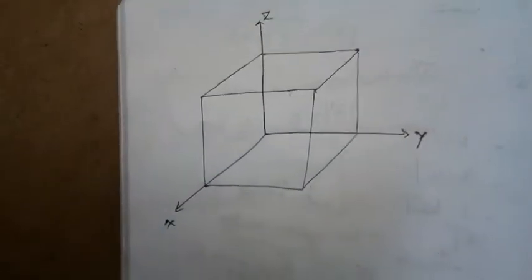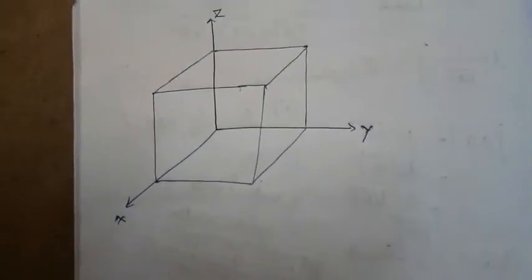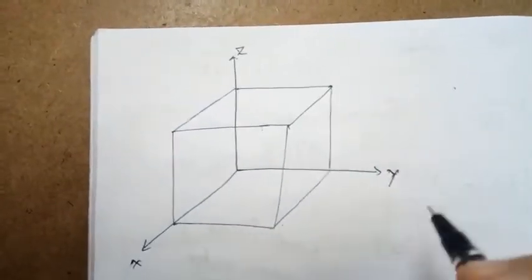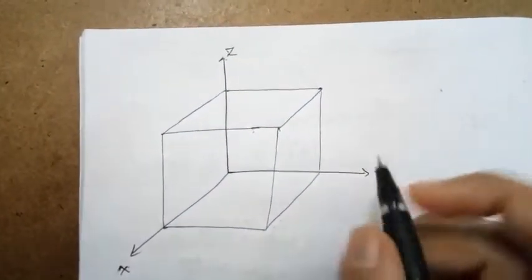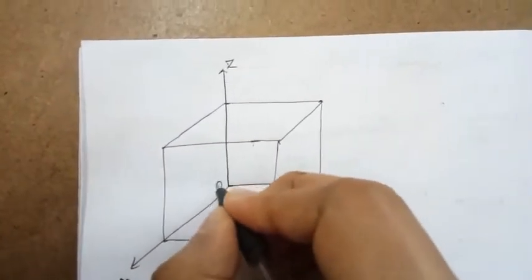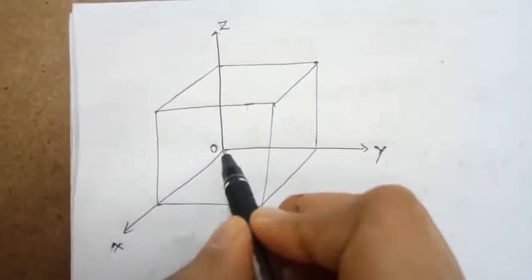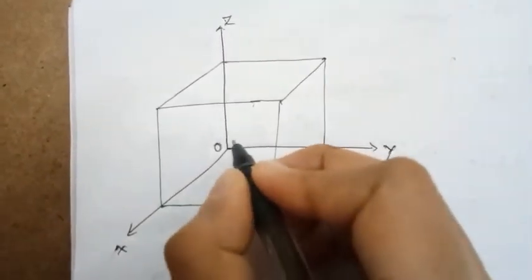Let us proceed with the continuation of the component of a vector. So here I have considered a three-dimensional space x, y, z, and I have considered one cubic section. Let this be the origin O. Now you can see the distance from the origin to this point along the y-axis.